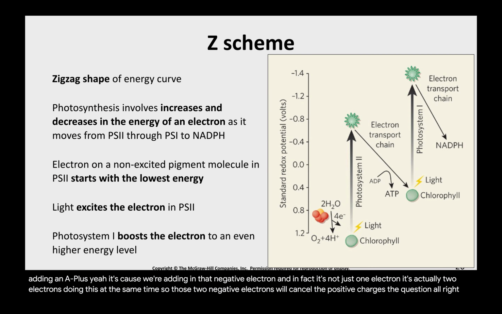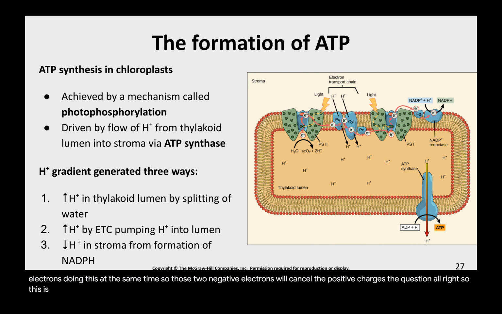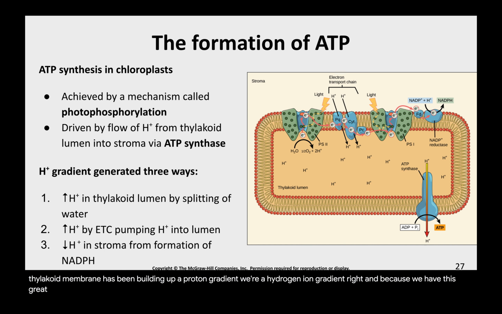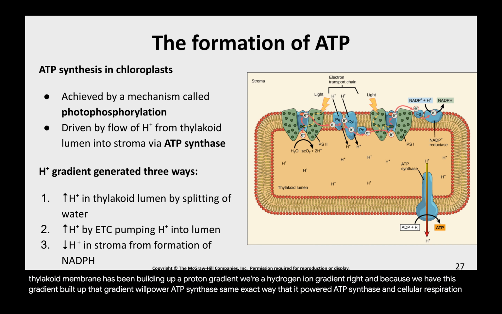All right, so this is almost my final slide. My final slide of a lot of content here, right? This whole process that has been happening in our thylakoid membranes has been building up a proton gradient, or a hydrogen ion gradient, right? And because we have this gradient built up, that gradient will power ATP synthase, same exact way that it powered ATP synthase in cellular respiration, right?